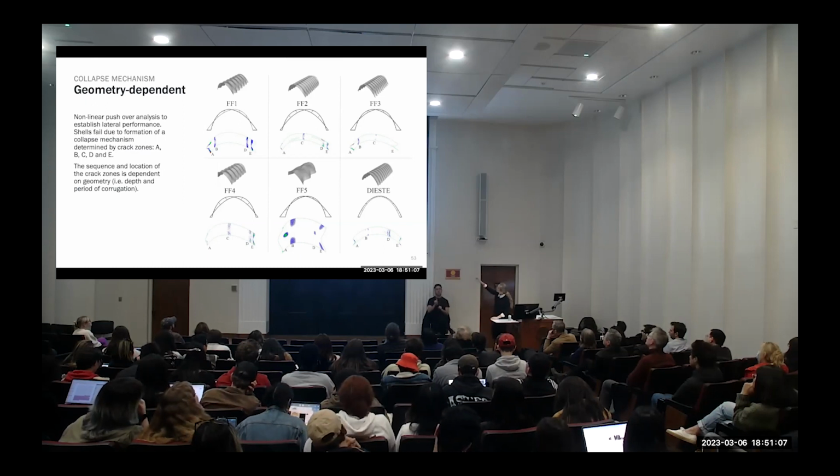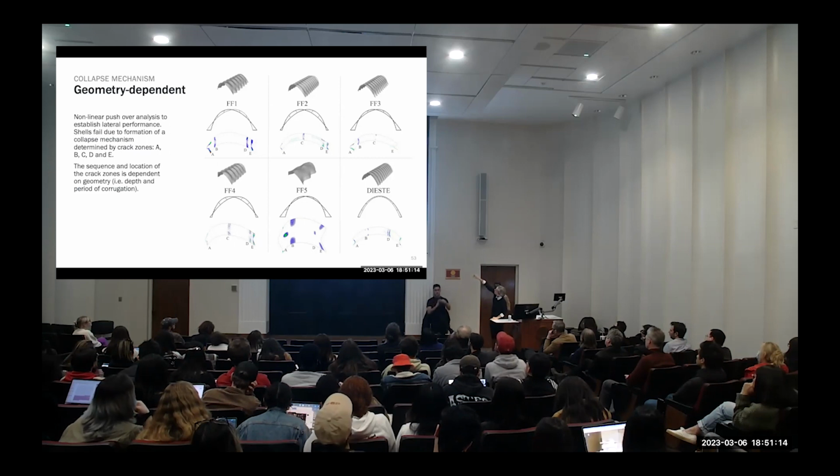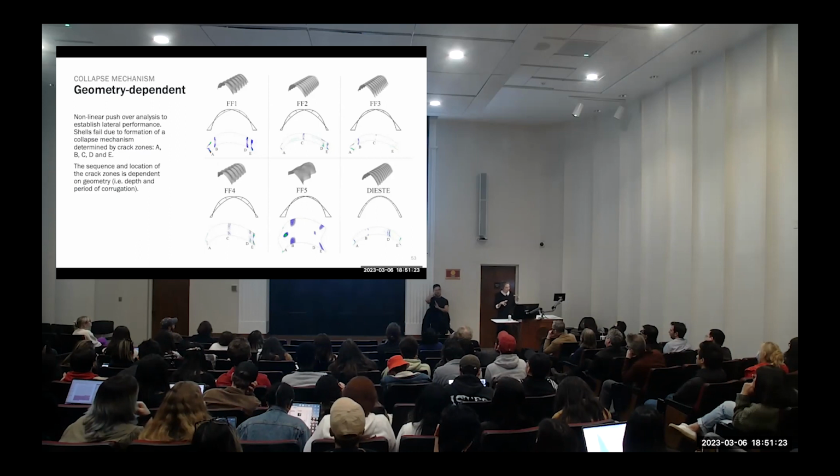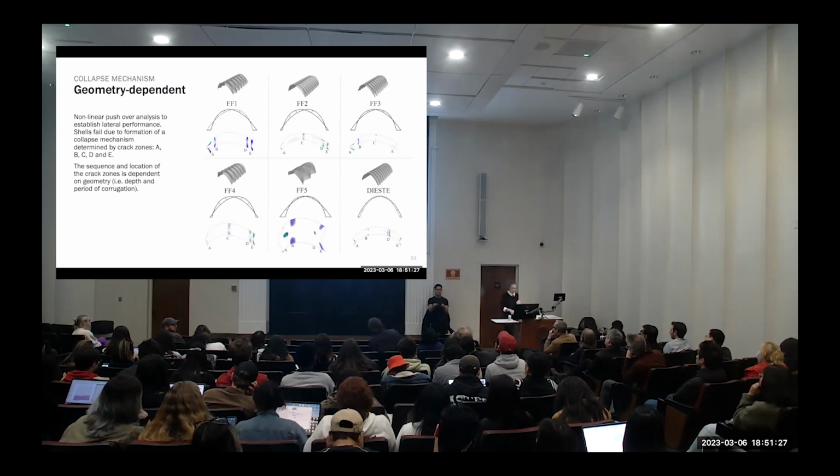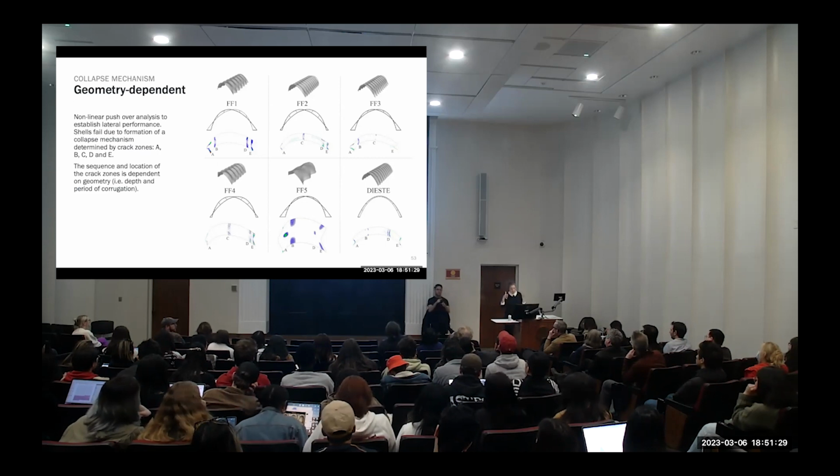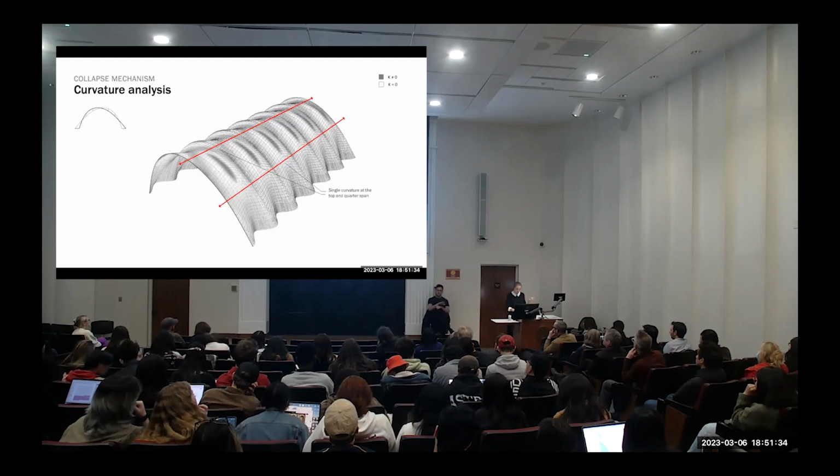Some of them have a hinge at the ground, so for example FF2 has a cracking zone, also FF3, and also FF4, but for example FF5 and FF1 don't have a cracking zone at the top. So with the geometry, they all have the same amount of material, but they have different corrugation depths and different periodicities. You can actually affect the way that it's going to fail. And it fails in these areas because they are the areas that are singly curved.